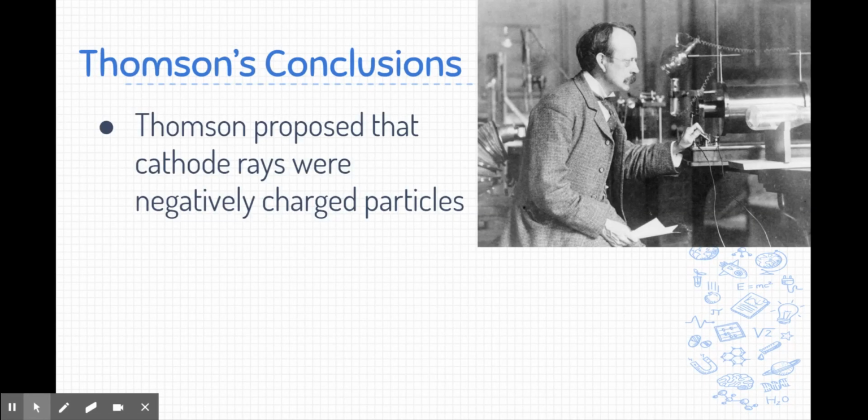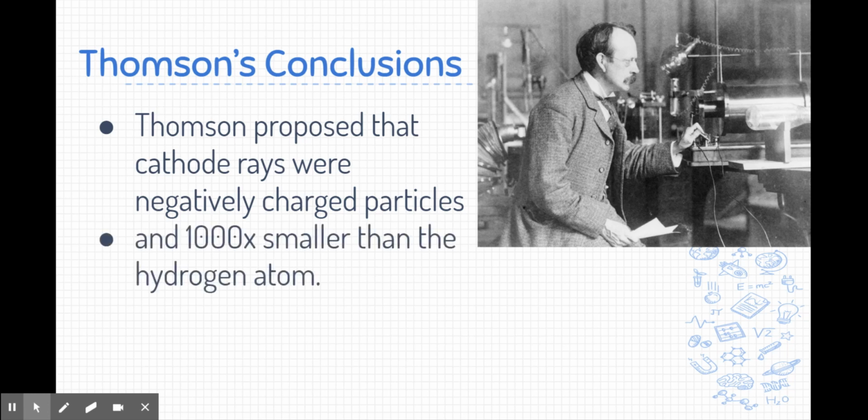Thomson's first proposal was that the cathode ray was actually a stream of negatively charged particles. Although it looked and appeared like light, it was actually individual particles with a negative charge. Second, he was able to show that the cathode ray particles were about 1,000 times smaller than the hydrogen atom.